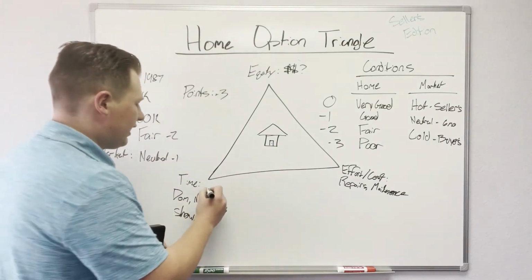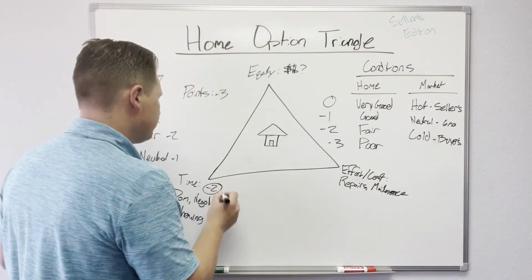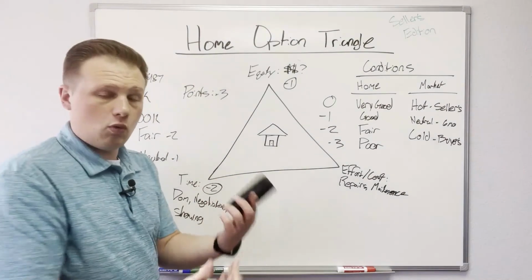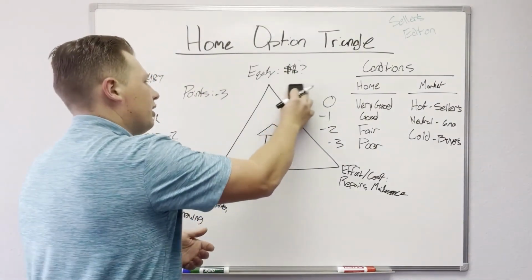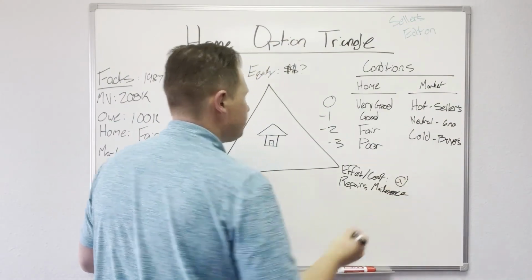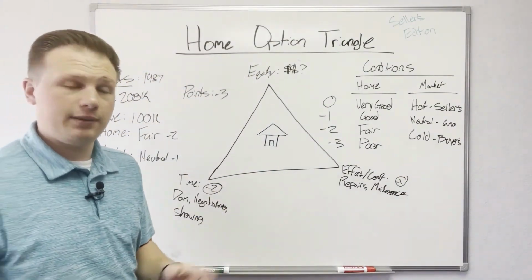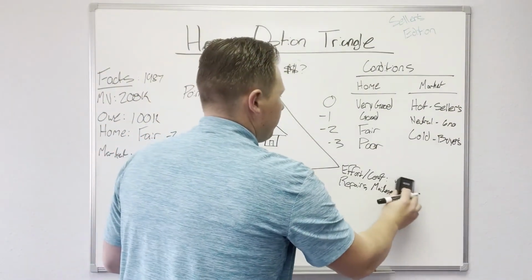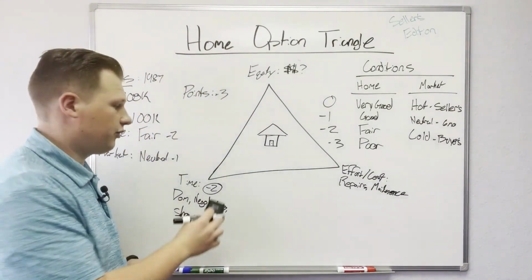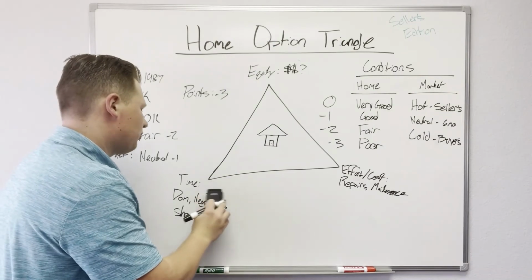So you might say, hey, I'm willing to give negative 2 points to time and negative 1 to my equity. I'm willing to let it sit for a little bit, and for the right offer, I will do some repairs to make sure that I get the right price. But you have to know what you're willing to give up, and you have to know that this house is going to be sitting there for quite a while with negative 2 points.